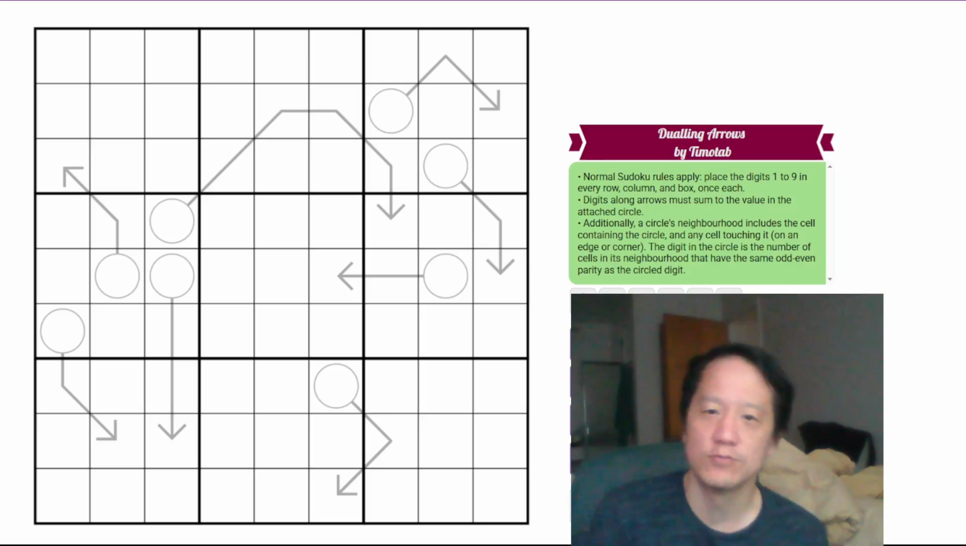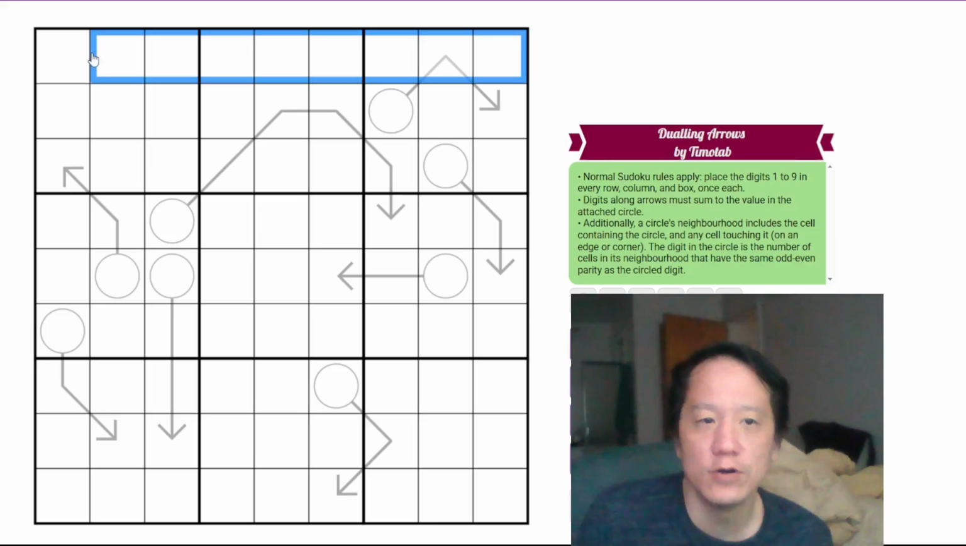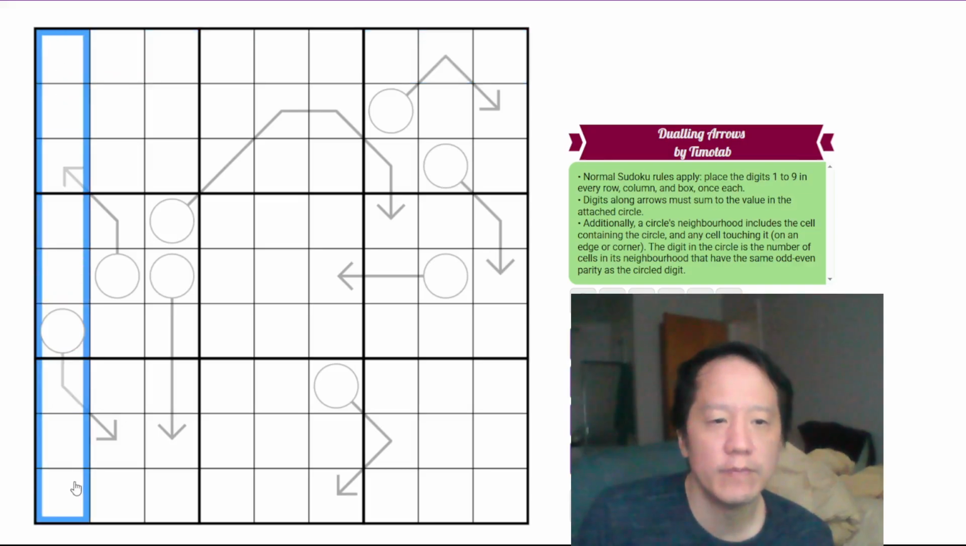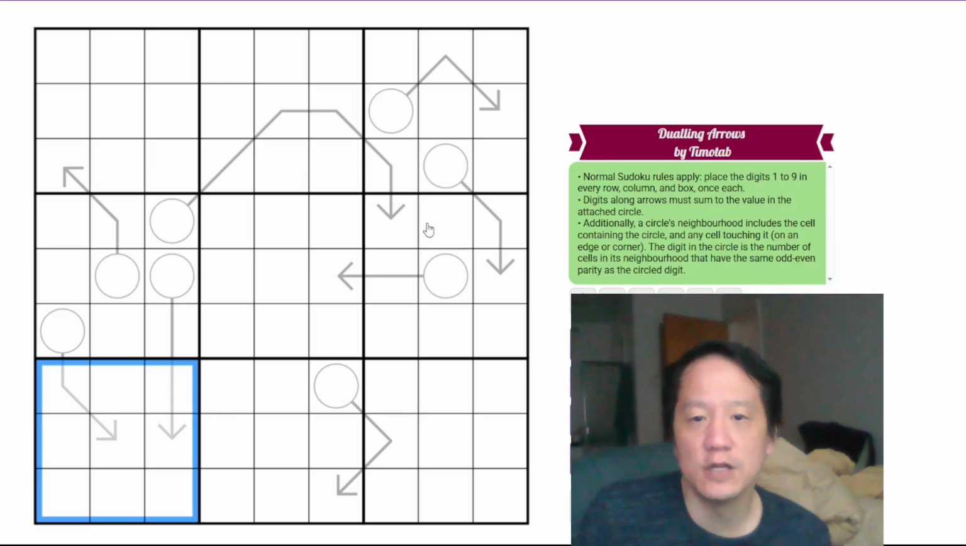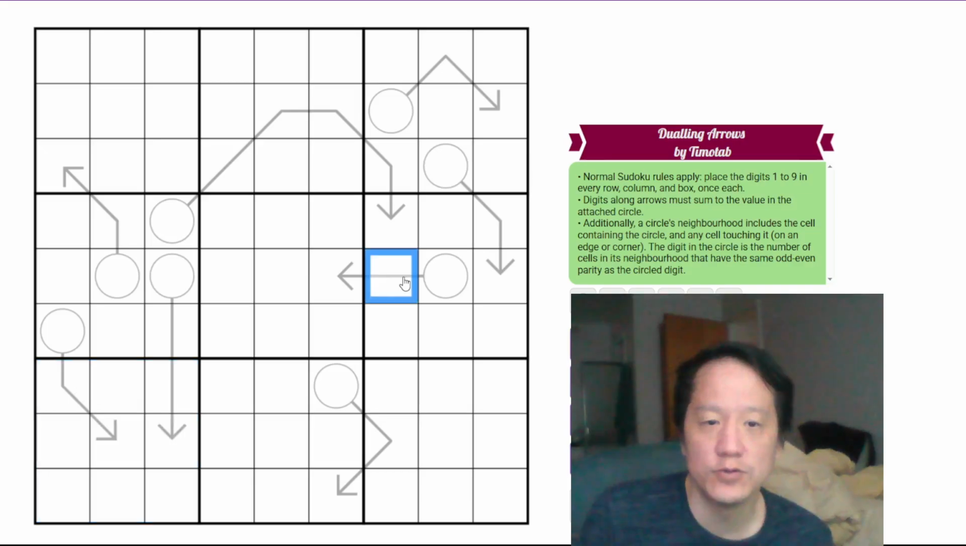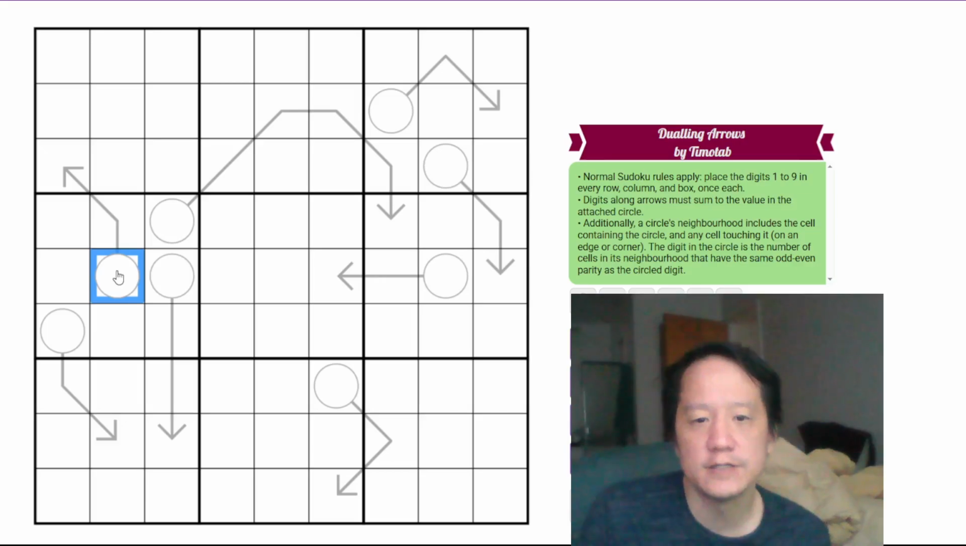And here are the rules. Normal Sudoku rules apply, which means place the digits 1 to 9 in every row, column, and box once each. Digits along an arrow must sum to the value in the attached circle. So for example, these two digits must sum up to what that circle is. These three must sum up to what this circle is. These two could sum up to what that is, etc.